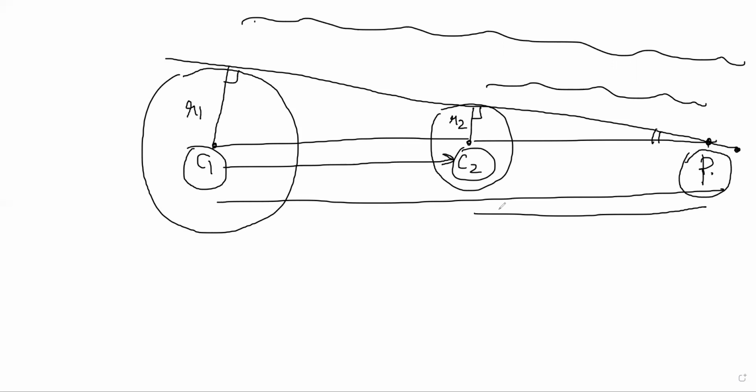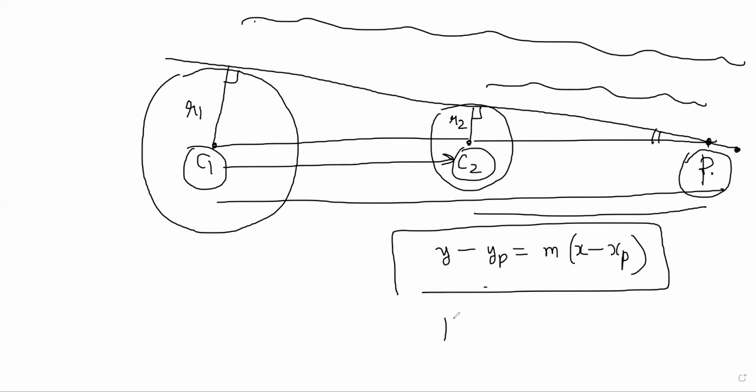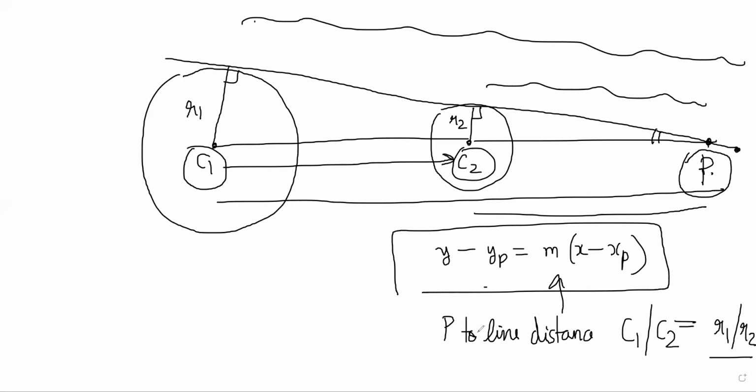Once we know the point P, again write the equation as y minus yp is equal to m into x minus xp. And the point to line distance from any of the centers, C1 or C2, to this line will be equal to r1 or r2. And that will give you the equation that will help you find m. Basically slightly long, but in some problems you might encounter situations where you have to find some common tangent. So I just wanted to mention this.